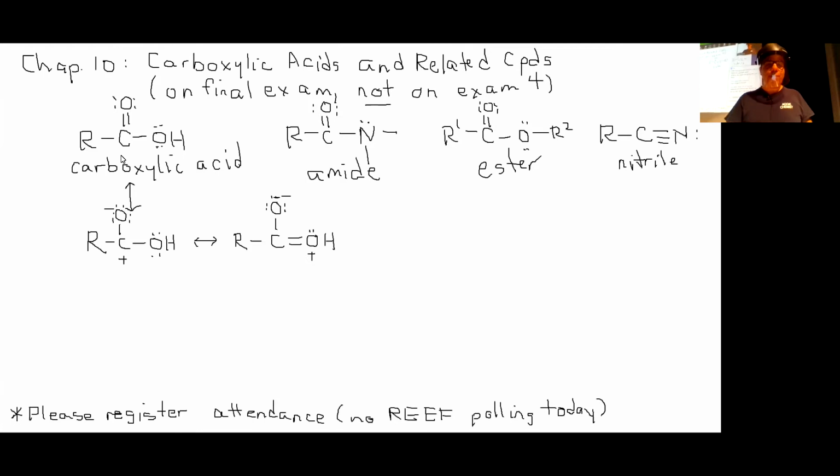Both names are acceptable. The 4-carbon carboxylic acid, just to give you some examples, I don't care if you memorize these, could be called butanoic acid, or it's also called butyric acid. It's a name related to butter, because butyric acid is found in rancid butter. So you can take a guess as to what these things smell like.